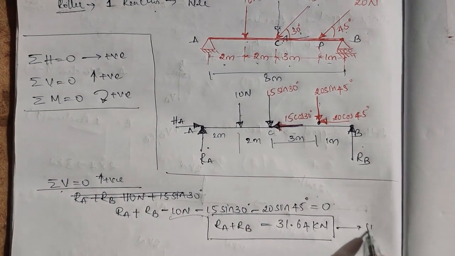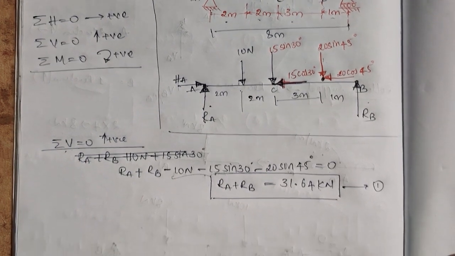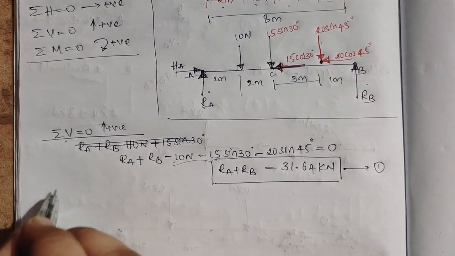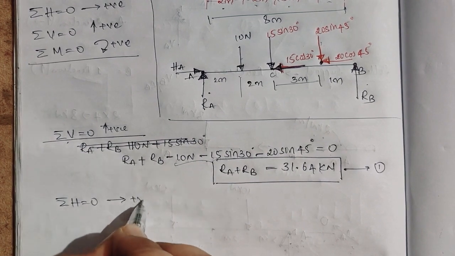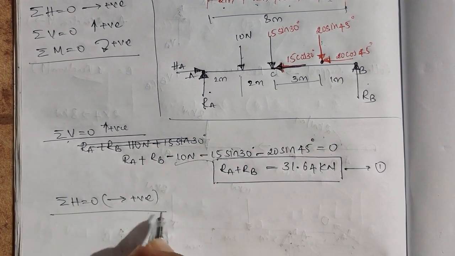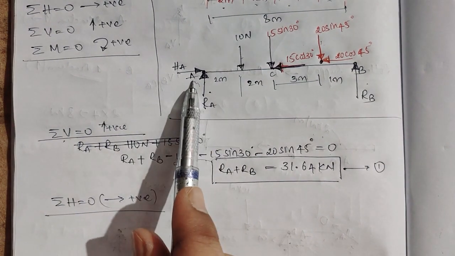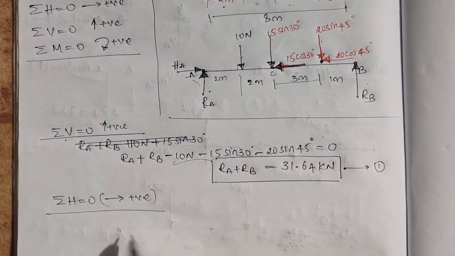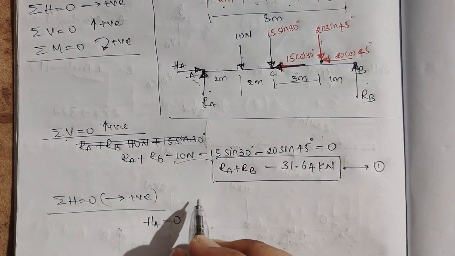So take it as equation number 1. Okay, we applied the first condition, we got this one. Now summation of horizontal forces equal to 0, taking left to right as positive. So what are the horizontal forces you are seeing? Only one horizontal force is there, that is HA. So take HA is equal to 0.